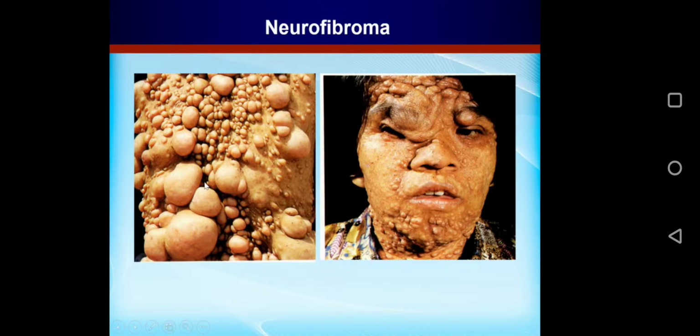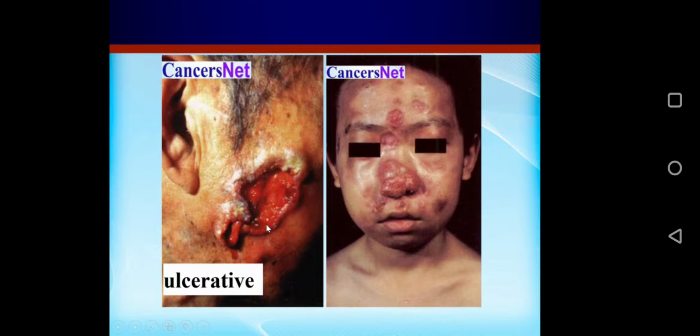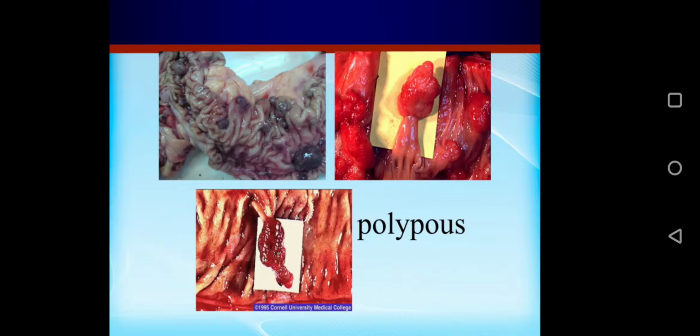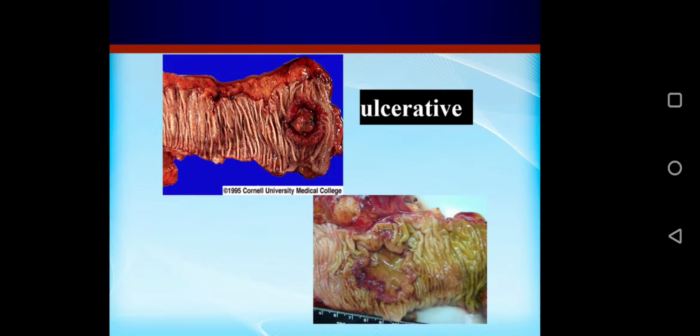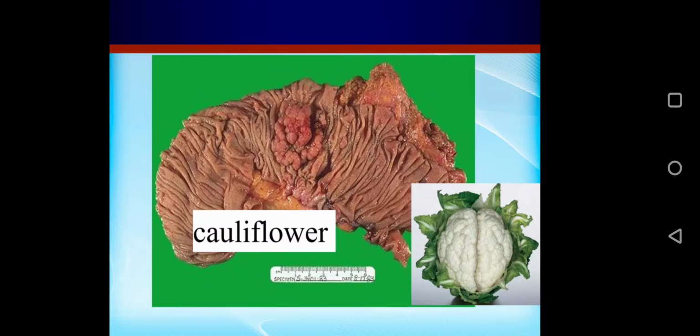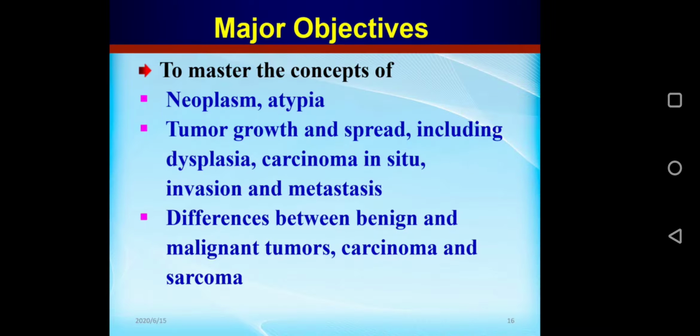And here we can find multiple masses on the human body and face. This is the neurofibroma. And here we can find an ulcerative mass on the face. This is a squamous cell carcinoma. This is the colon. We can find a polypoid mass. This is the adenoma. This is an ulcerative mass in the colon. A cauliflower-like mass on the colon. These are all adenocarcinoma. So most of these tumors are malignant.